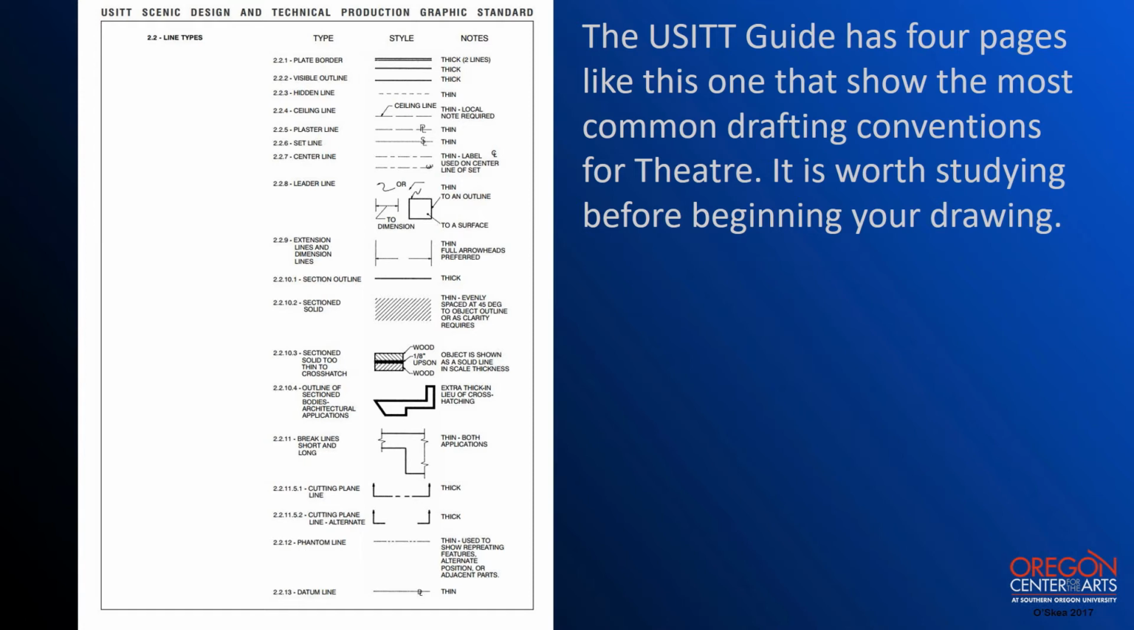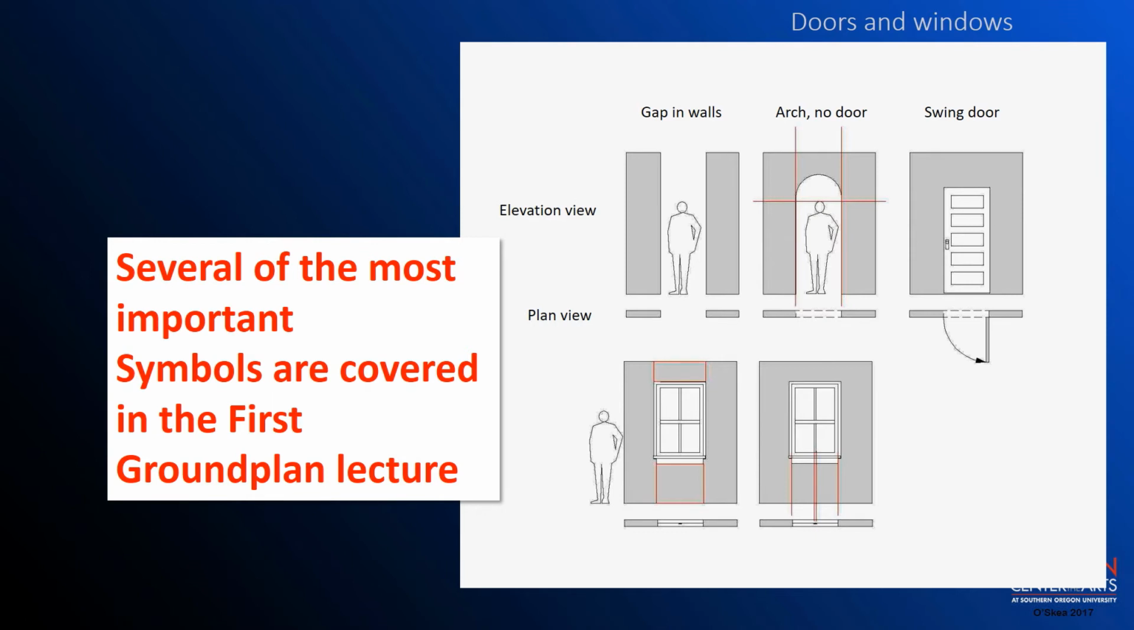Now, Dennis's book is great. It's more advanced if you're actually going to be doing a lot of drafting, but at the very least you can get this for free and refer to it. Dennis was the USITT drafting guidelines guy when these drafting conventions were approved. So basically he wrote the book both officially and in the textbook version as well. So I encourage you to get one of those. Most of the important ones are covered in that first ground plan lecture. So we talk about how to draw a gap in a wall or an archway or a swinging door and so on. So we can refer back to those if you need some clarification on how those work.